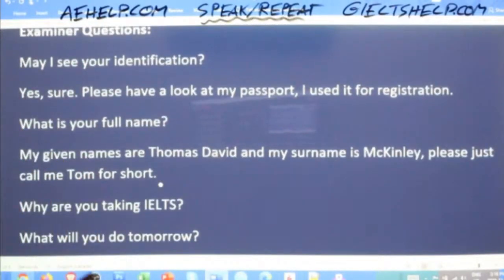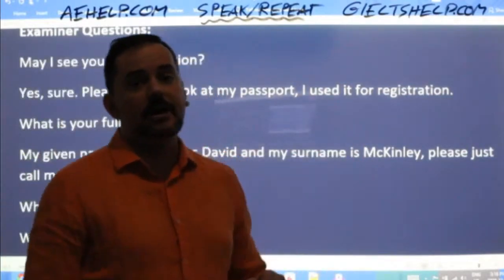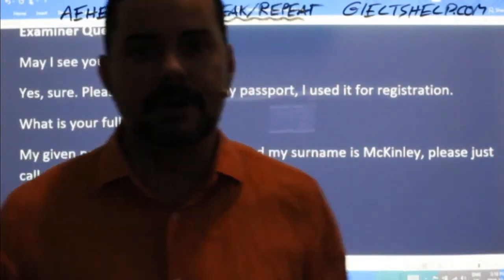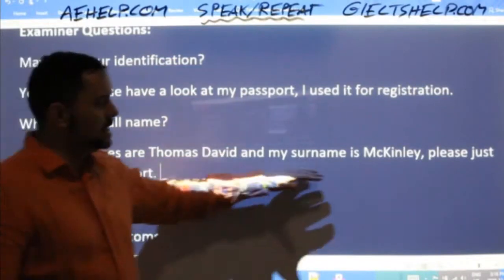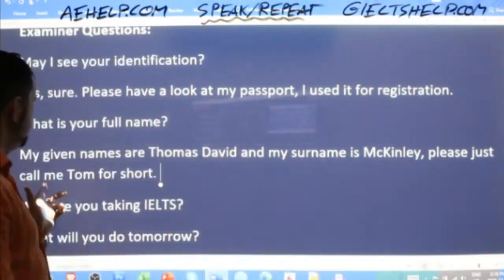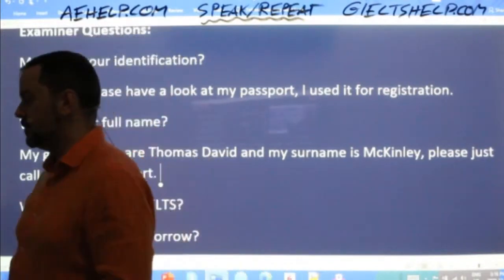If my passport is showing Thomas David McKinley, then I have to give all of my names, including my middle name. It's a good idea. And again, with nice fluency. So what is your full name? "My given names are Thomas David, and my surname is McKinley. Please just call me Tom for short." Okay, nice fluency, right away.